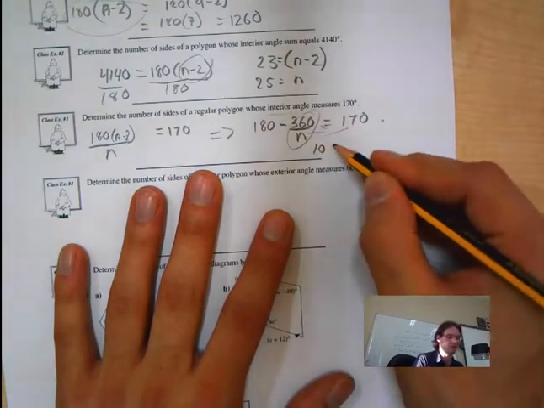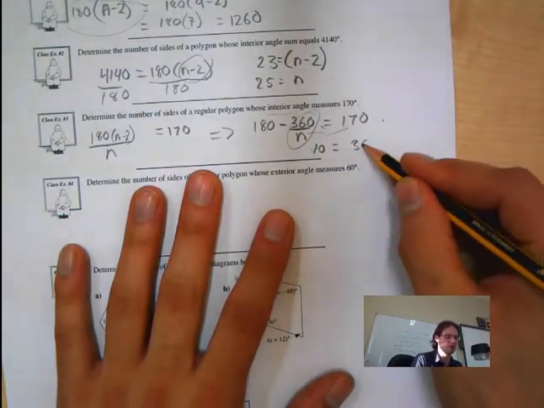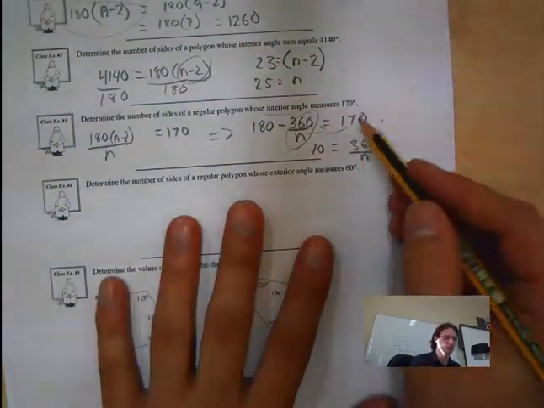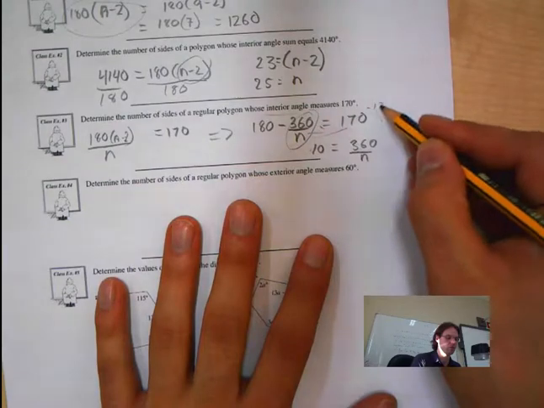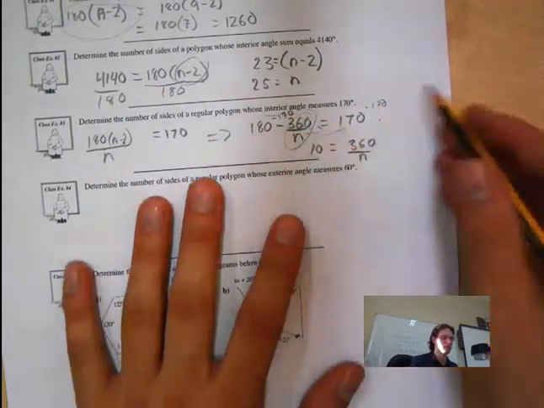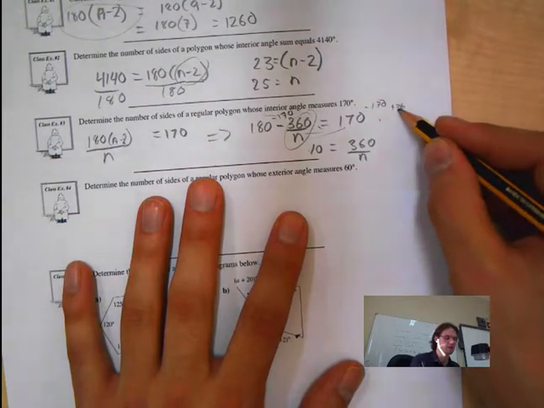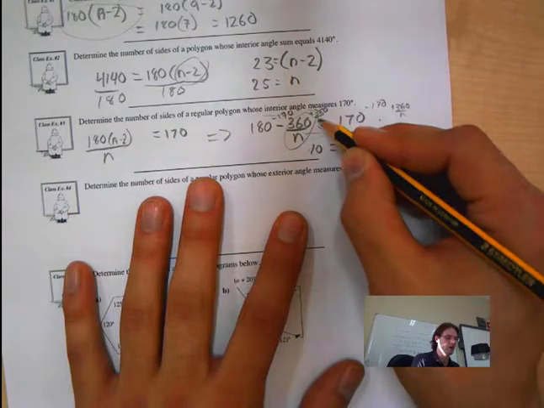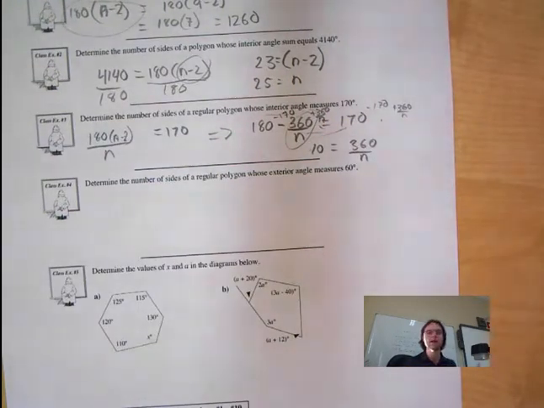So I'm going to end up getting 10 is equal to 360 divided by n. All I did was I subtracted 170 from both sides, and then I moved this to the other side, add 360 over n to both sides, and that's how I got that.